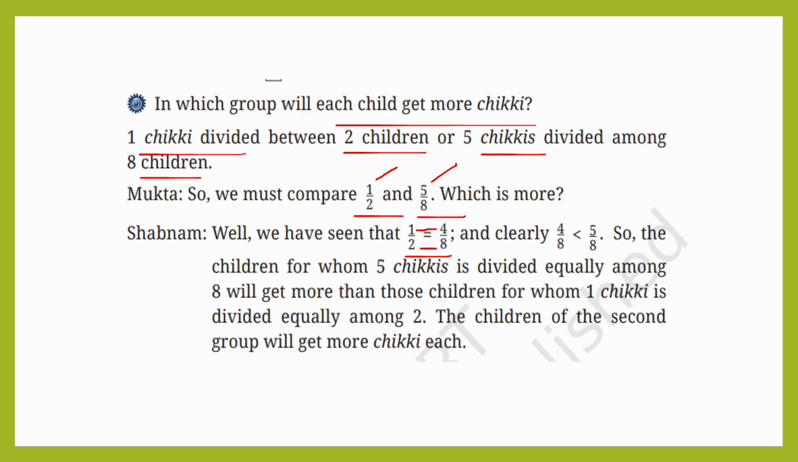So now we have two fractions, 4 by 8 and 5 by 8. Clearly 4 by 8 is less than 5 by 8. 4 is less than 5. So 4 by 8 is less than 5 by 8. So the children for whom 5 chickies is divided equally among 8 will get more than those children for whom 1 chickie is divided equally among 2. The children of the second group will get more chicky each.